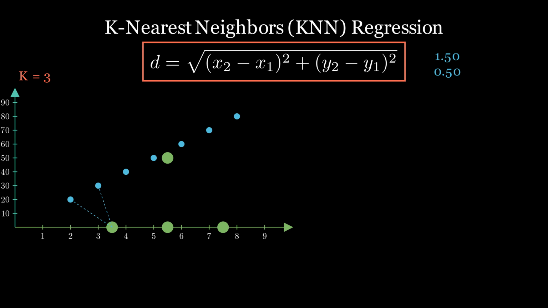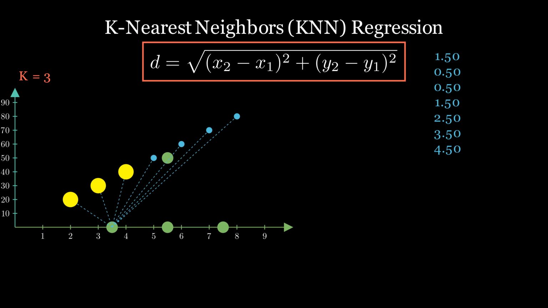Let's predict the target value for the test point at x equals 3.5. We start by calculating the Euclidean distance between this point and all training points. Next, we select the k nearest neighbors. Here, k is 3, so we choose the 3 closest points. The predicted target value is the average of the target values of the nearest neighbors. For this test point, the predicted value is 30.00.